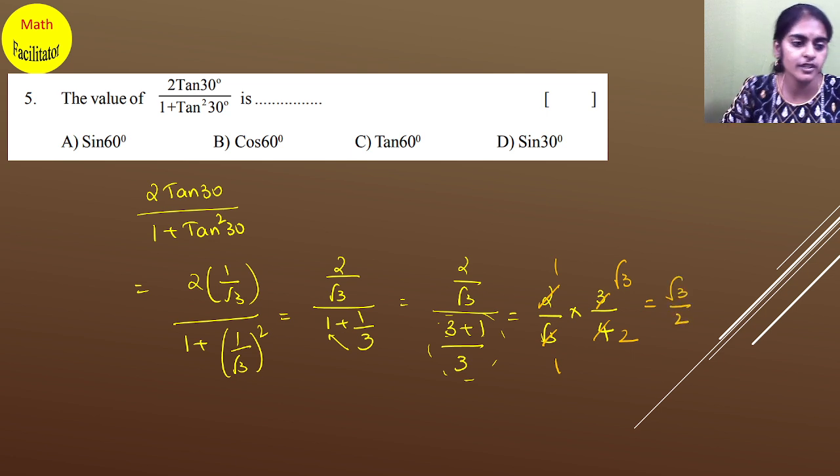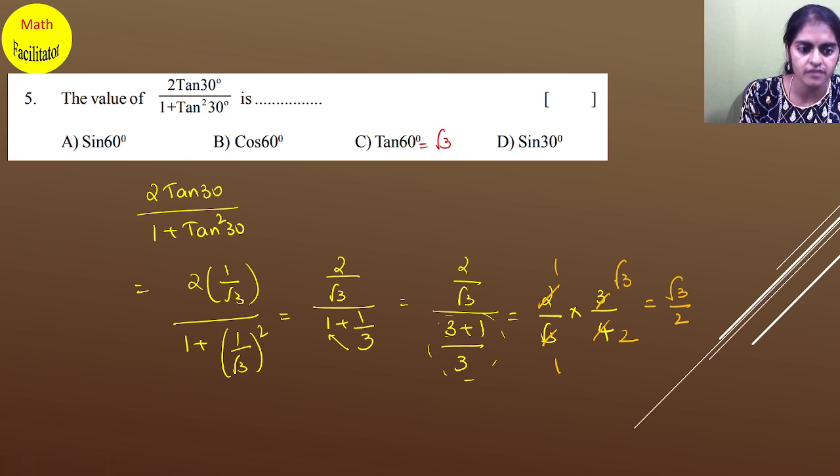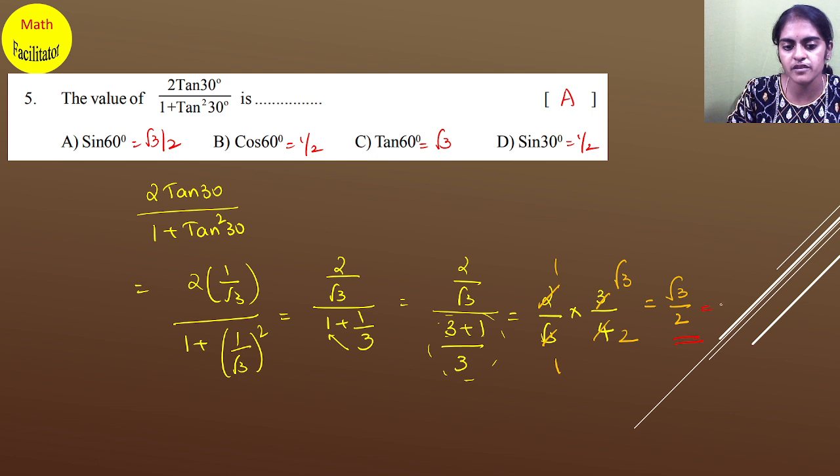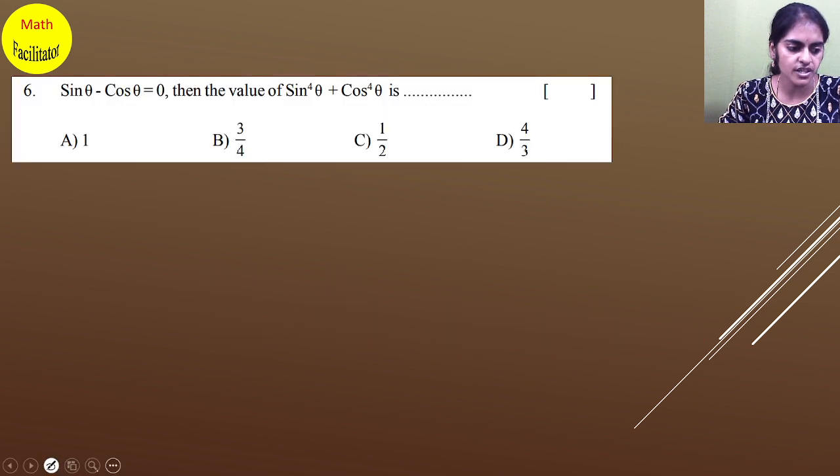But what is root 3 by 2? You don't have the option here. So root 3 by 2 in terms of sine, cos, tan, you have to find. We know that tan 60 is root 3, cos 60 is 1 by 2, sin 30 is 1 by 2. So sin 60 is root 3 by 2. So the correct option would be A. You have root 3 by 2, which is nothing but sin 60. So you will choose option A. Is it clear, people? Next question.